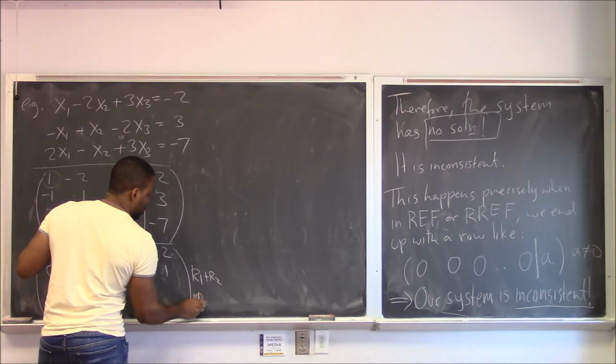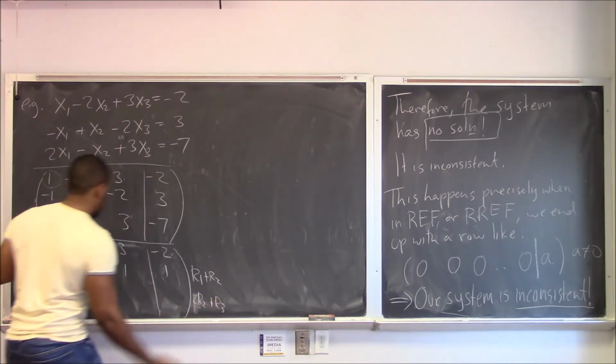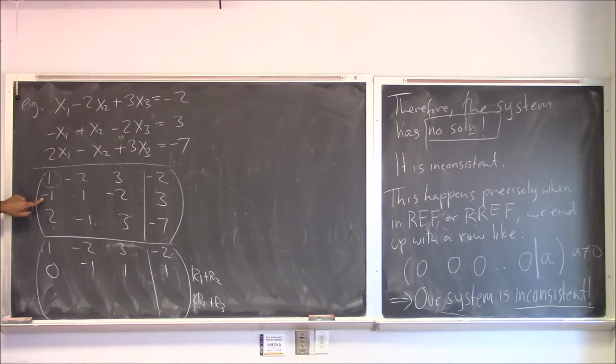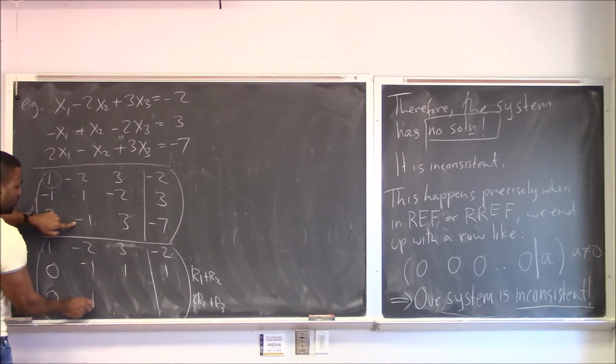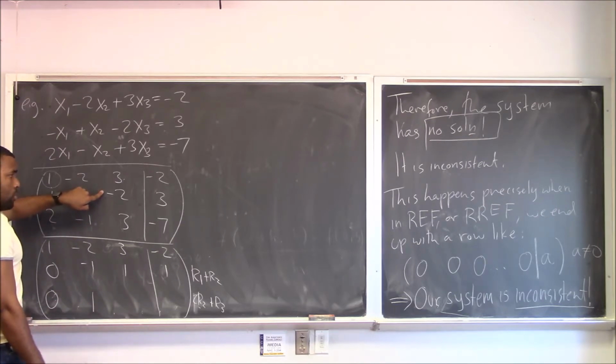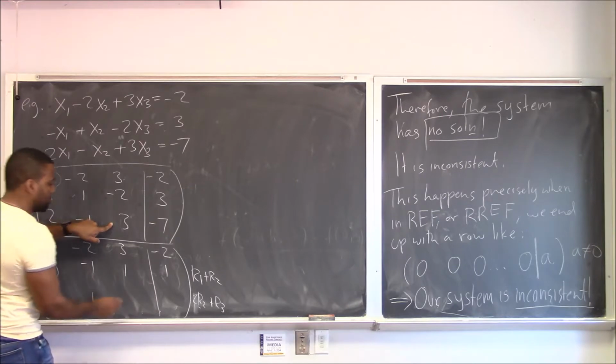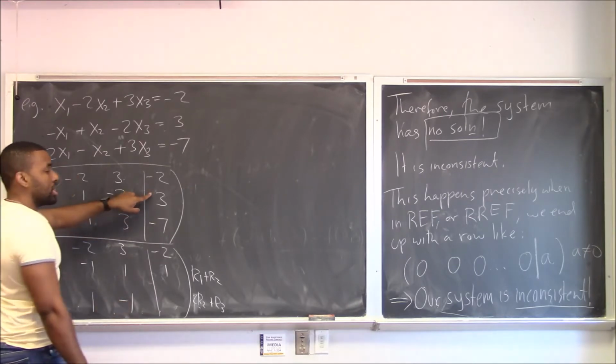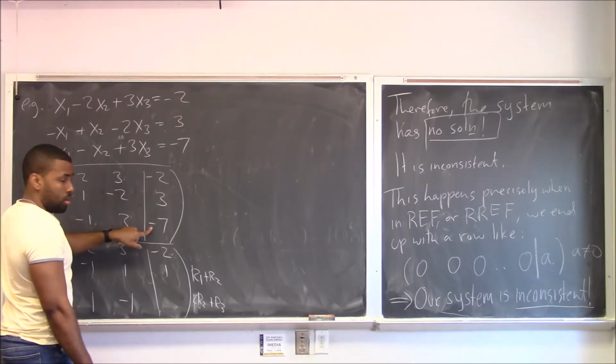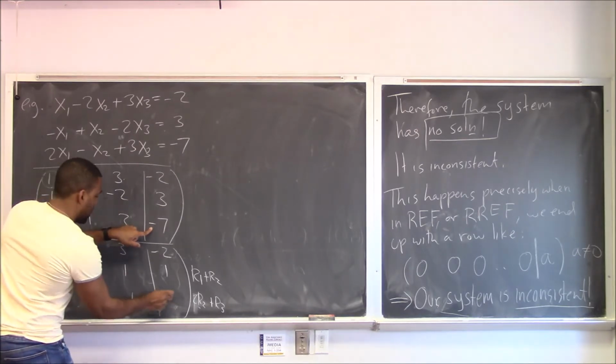2 times row 2 and add it to row 3. That would make this a 0. 2 times this plus that, 0. 2 times this plus that, 1. 2 times this is minus 4 plus 3, minus 1. 2 times this is 6. And plus a minus 7, I get minus 1.